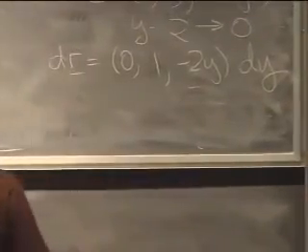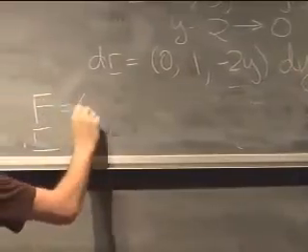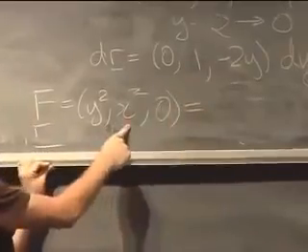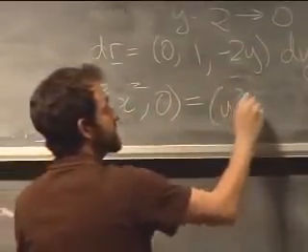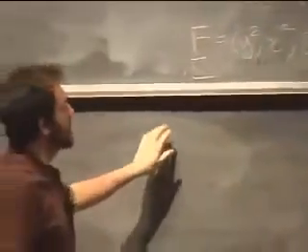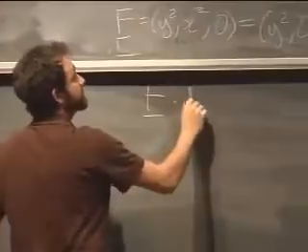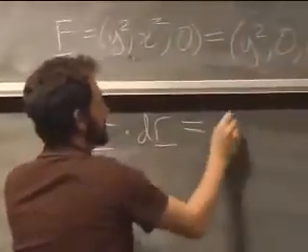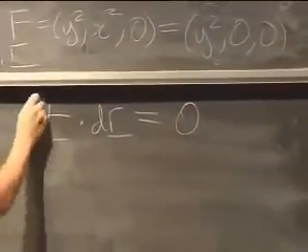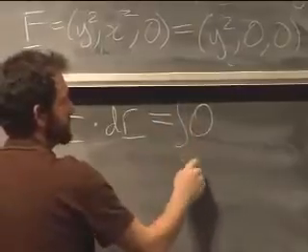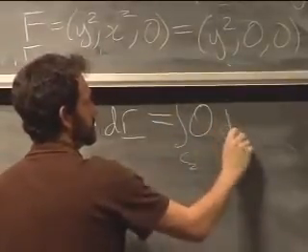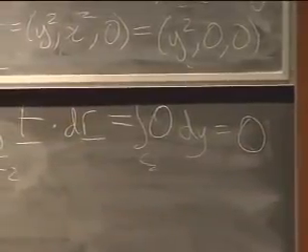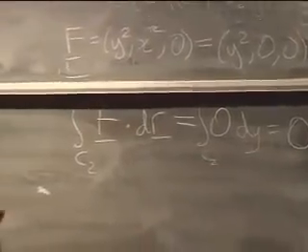What's the vector field? The vector field is y squared, x squared, 0, which is actually, in our case, x is 0 and y is just y. So y squared, 0, 0. And F dot dr, in this case, is equal to this dot this, which is 0. So our line integral over C2 is 0. Okay? That one I didn't need to do anything clever. I can integrate 0 and get 0.